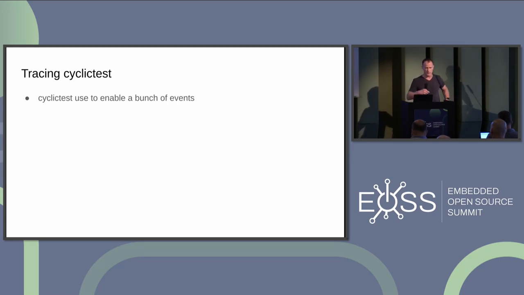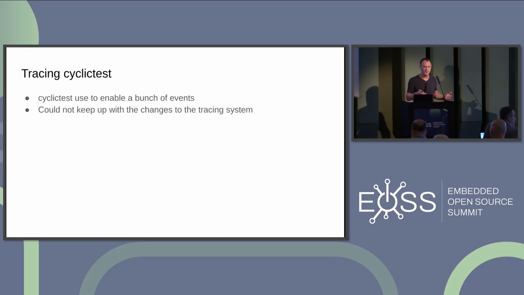With Cyclictest, when it first ran, it actually added a bunch of events. It enabled the events by itself. It didn't require any external thing. If you put the -b, it just enabled a bunch of events. But it was really hard to control what events it enabled, and sometimes you wanted new events. So it couldn't keep up with the actual work that was going on in the tracing system.